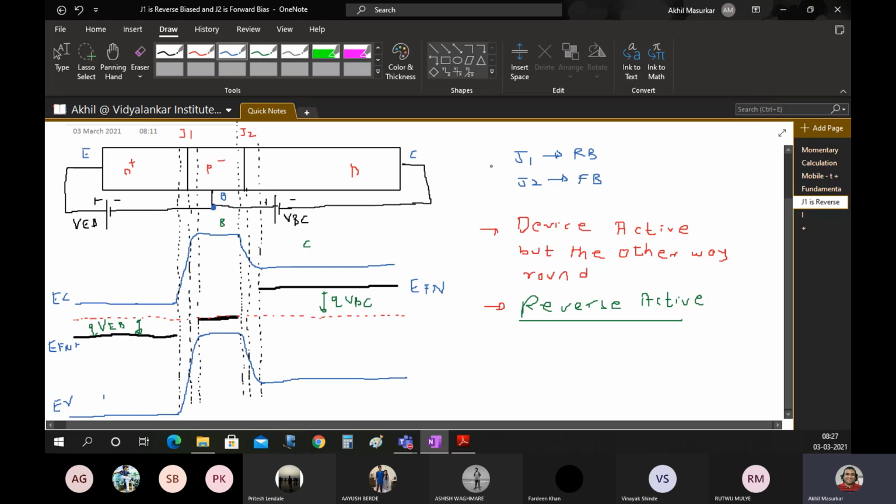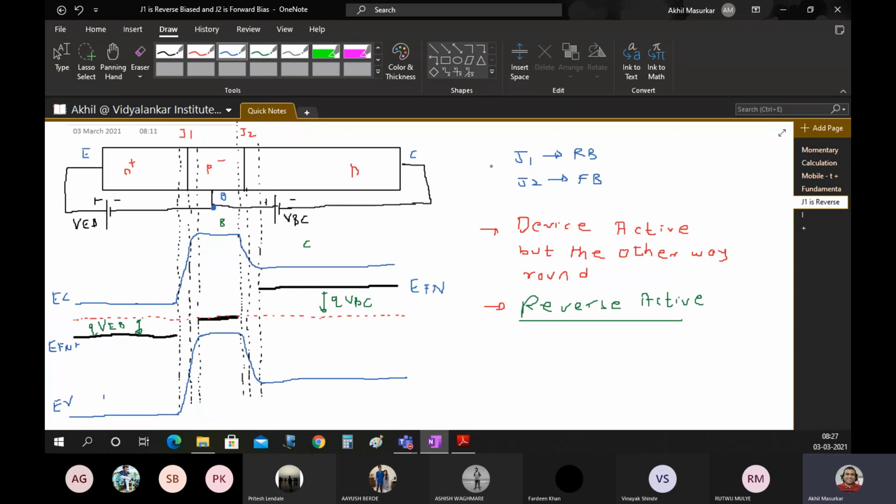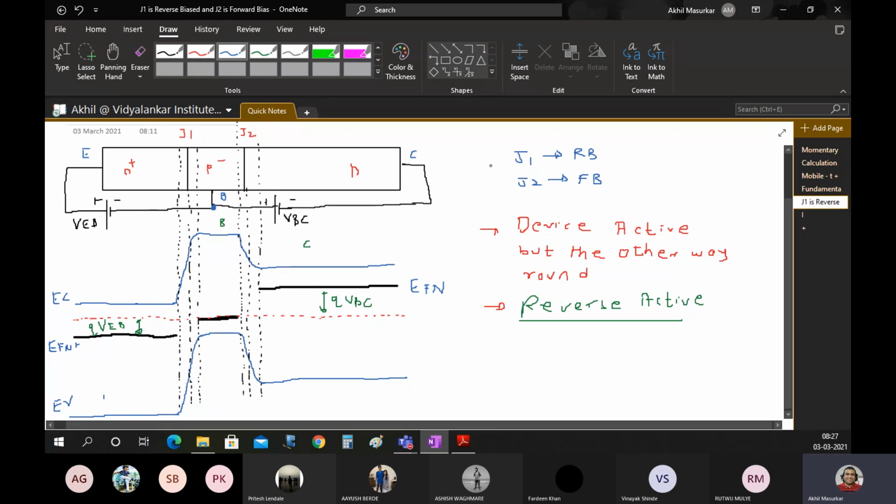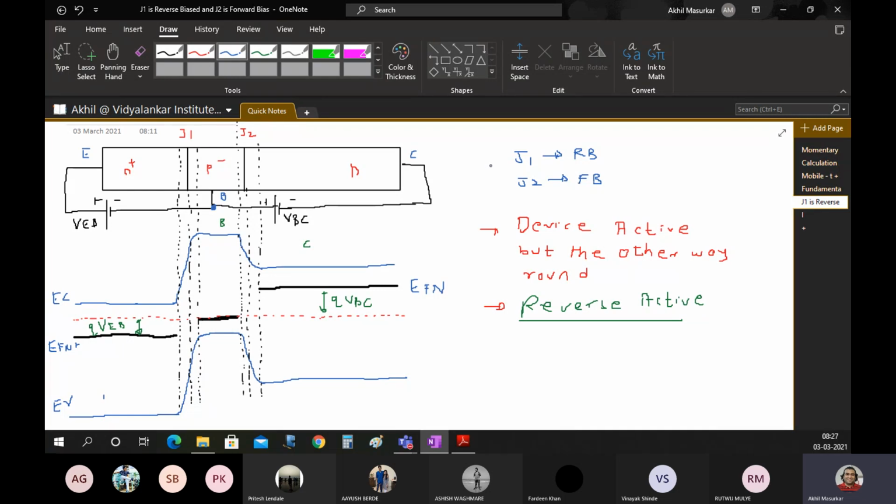And now the next mode of operation, that is the most important mode to us, is going to be called forward active mode, and we will always operate our transistor in the forward active mode because we want amplification.